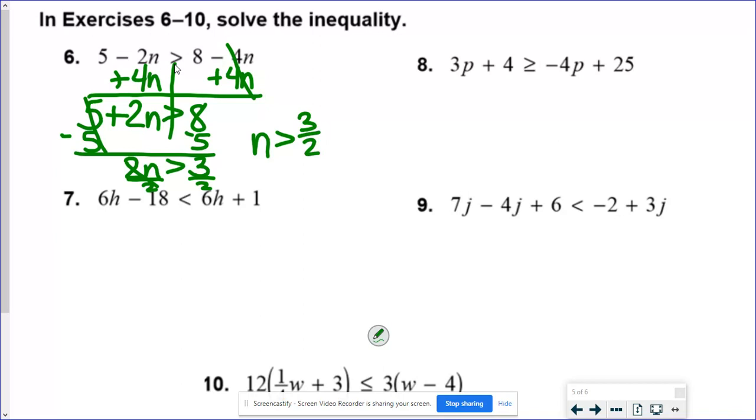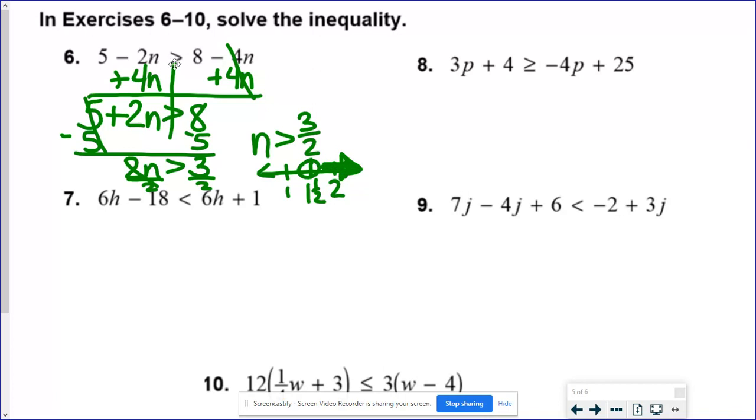If it said to graph it, and I know it doesn't, I still want to show you these. Since that's 1.5, I would say here's 1, here's 2, here's 1.5. And that's going to be an open circle. And we're going that way.